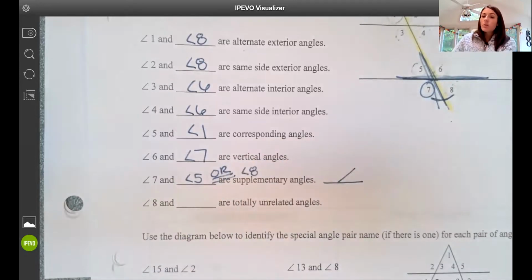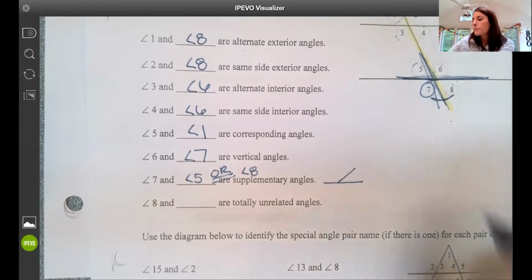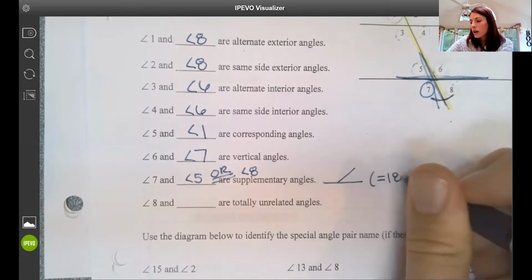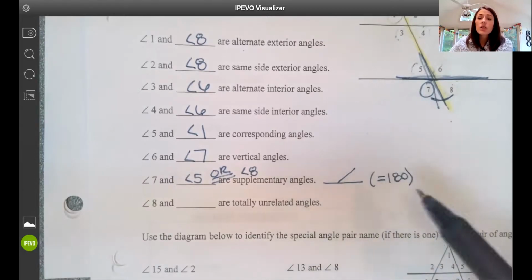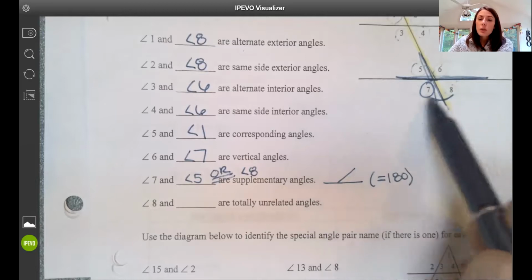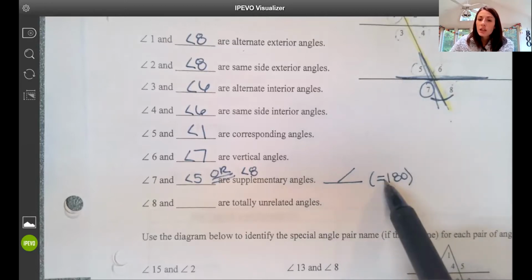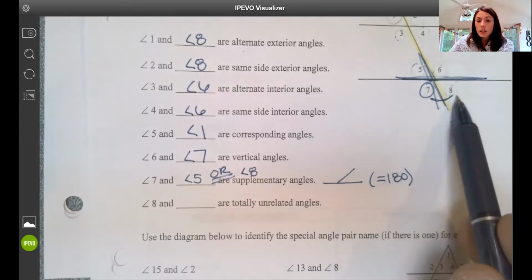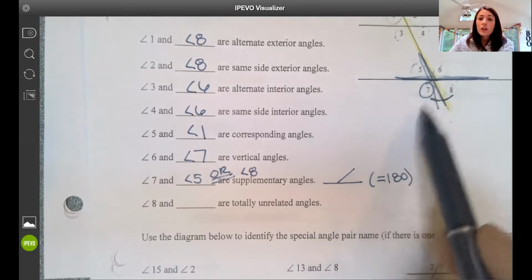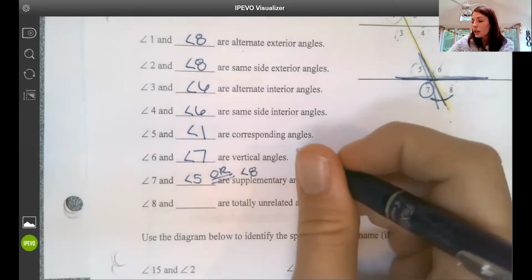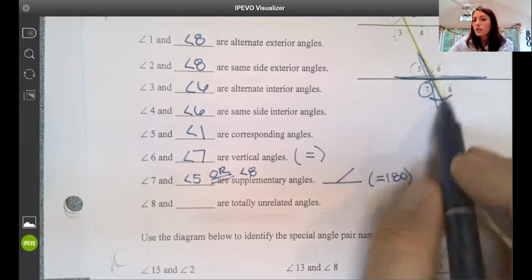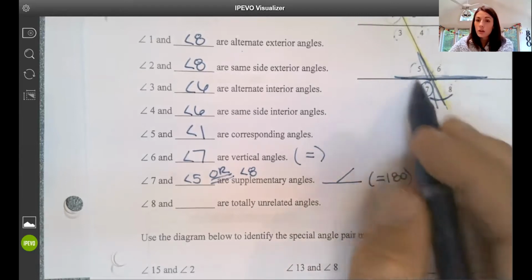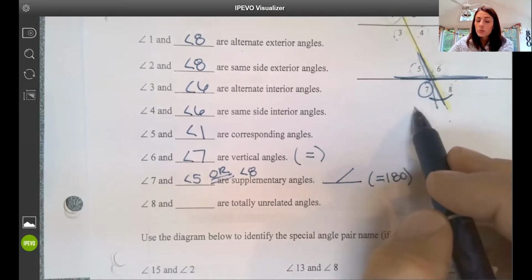What does supplementary mean? What's true about those angles? They add up to 180. Yeah, so as we start, because today we're going to try to build some understanding about what angles are equal to each other, which ones add up to 180. We already know from last unit that supplementary angles add up to 180. So if I knew 7, I could find 8 or I could find 5. I could also find 6 because we know that vertical angles are equal or congruent to each other. Okay, so if I was given one angle in this little grouping of angles, I should be able to find all 4 angles here.